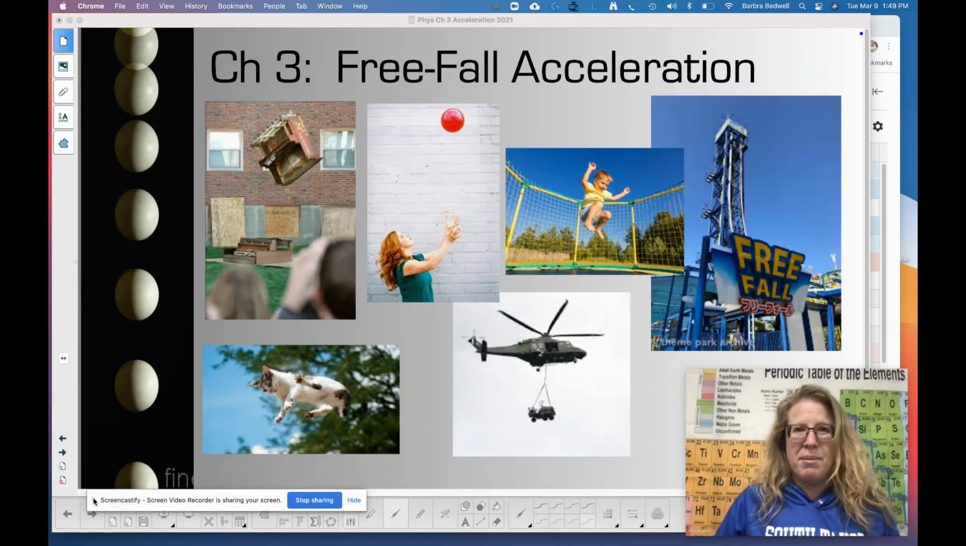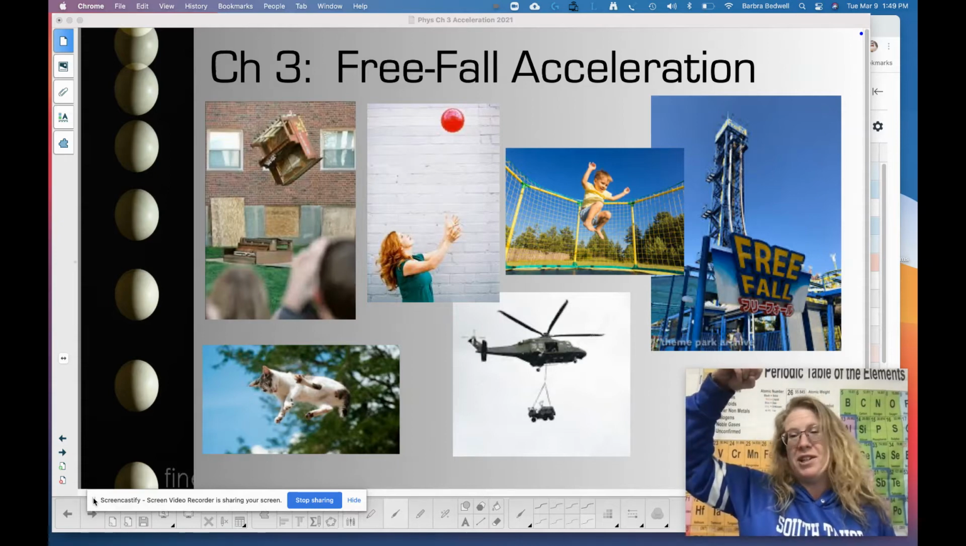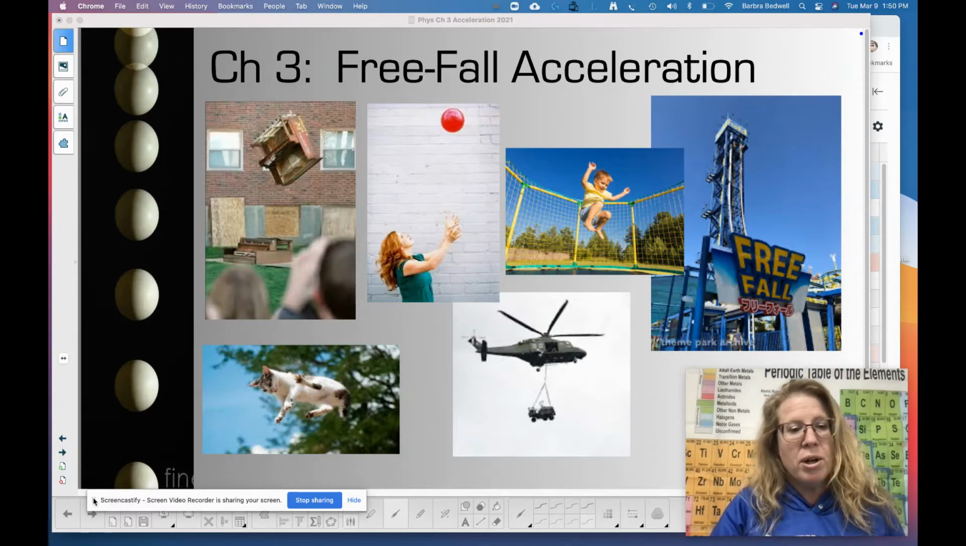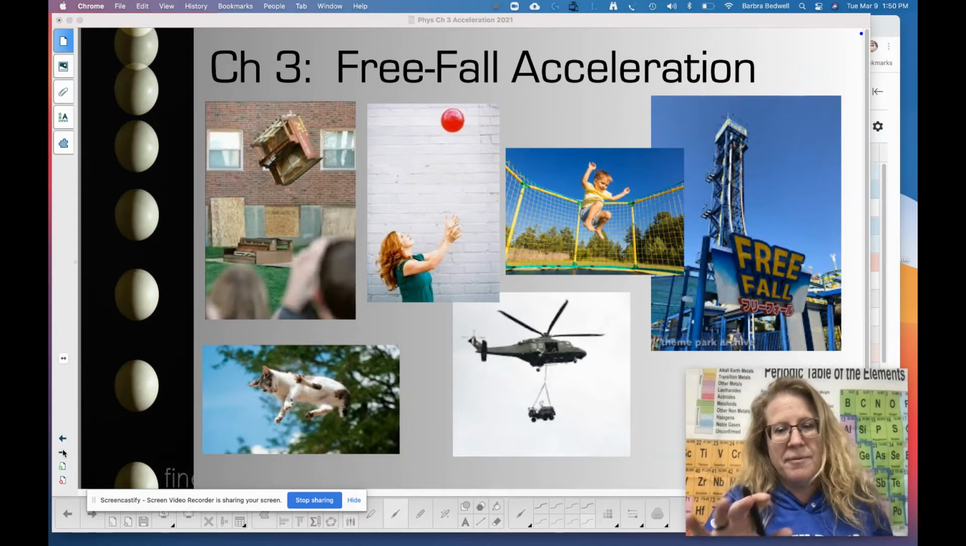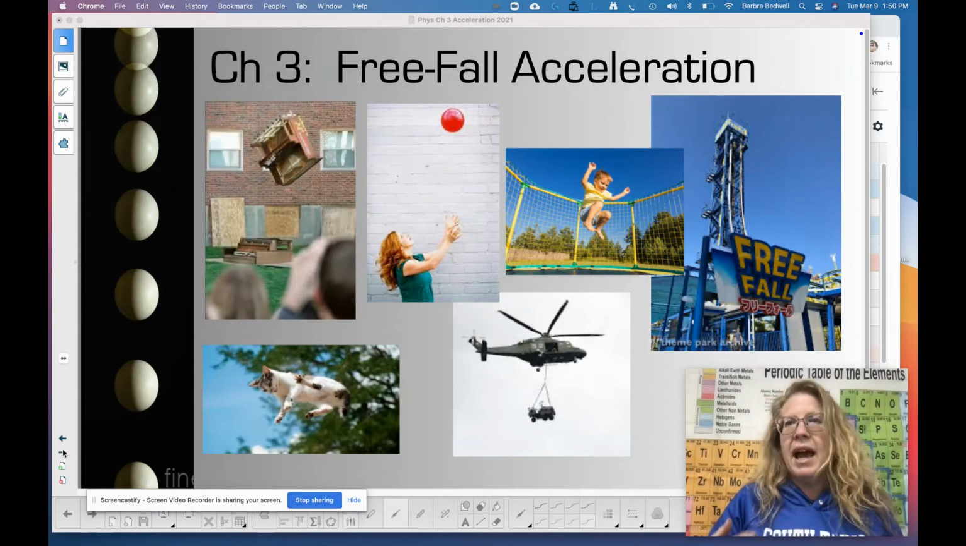You've all experienced some of these things in your daily lives, like throwing a ball or catching a ball. I like the famous free fall ride, the kind that lifts you up in the air and then just drops you and lets you fall. There's all kinds of stuff where free fall is a part of daily motion. So this video will look at how we solve free fall problems as simply a subset of our general acceleration kinematics problems.